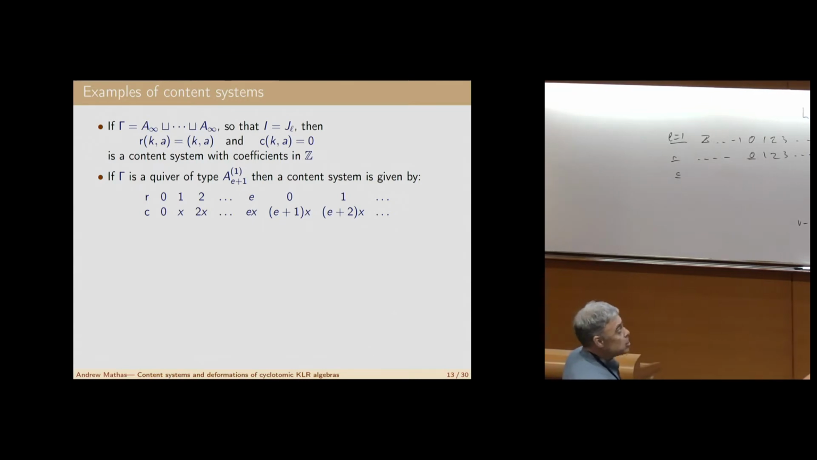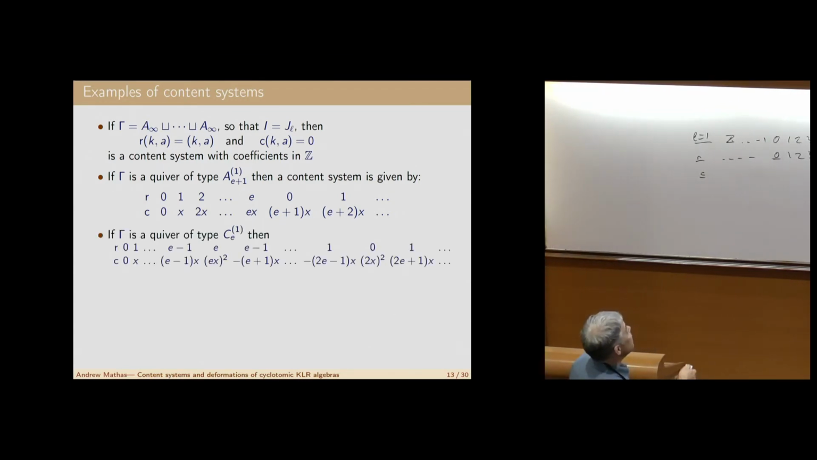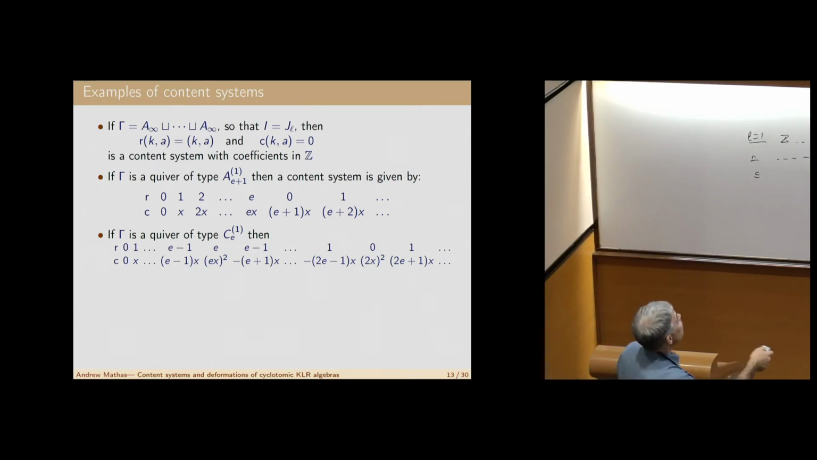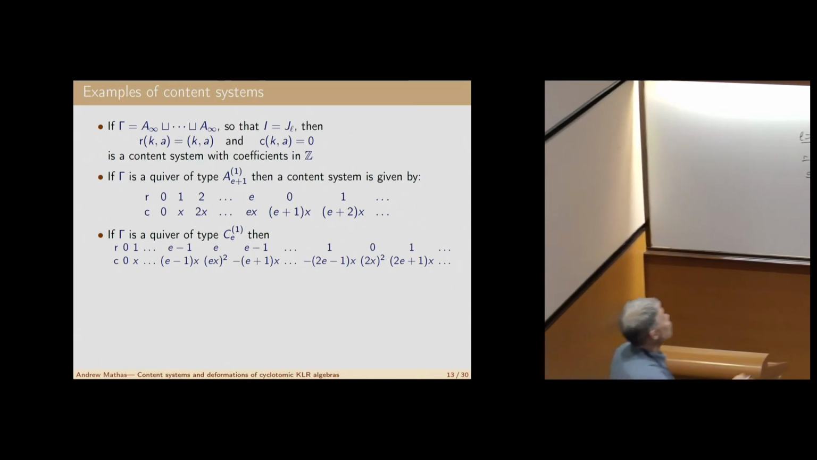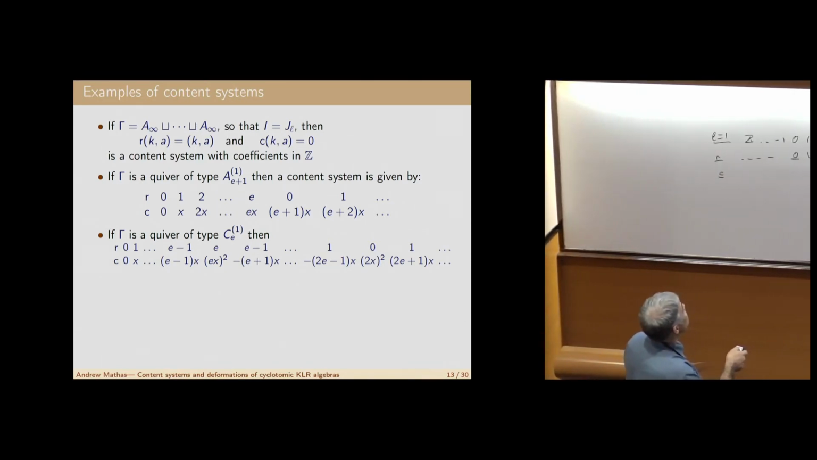Okay, so Rune asked if this is only type A. It's not. If I take type C, it turns out this is a content function. And again, it's very natural. So the residues are merely going along from 0 up to E. Then they fall down from E to 0. And then they go up again from 1 up to E and so on. So they just go up and down, up and down, up and down. The contents, well, they should happily increase. So x, 2x, 3x, up to E minus 1 times x.